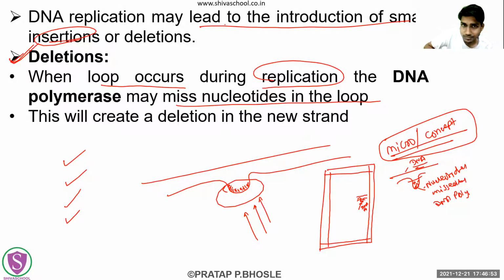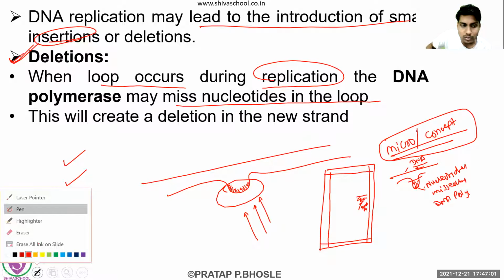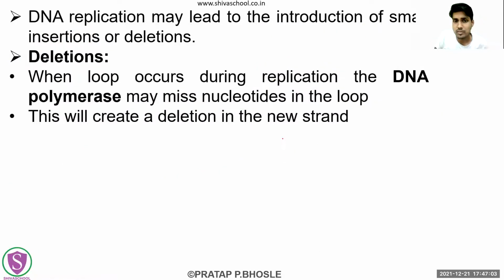Okay, so now let's see. So this is the deletions part. After finishing the deletion part, I will come back to this loop part, the question by Rachna which is on the loop. So that is what is happening here. What is happening here? Deletion कैसे हो रहा है?